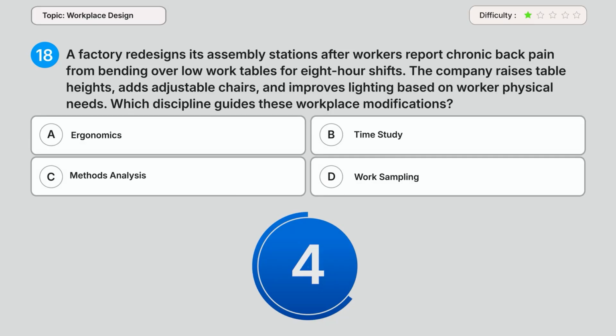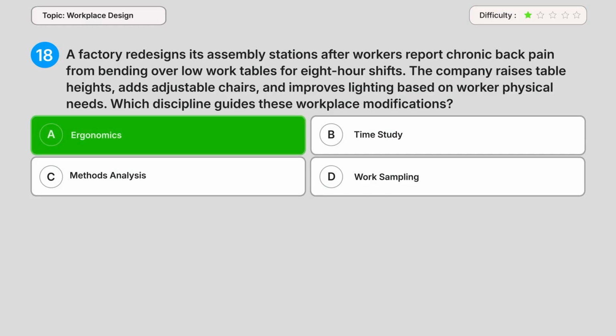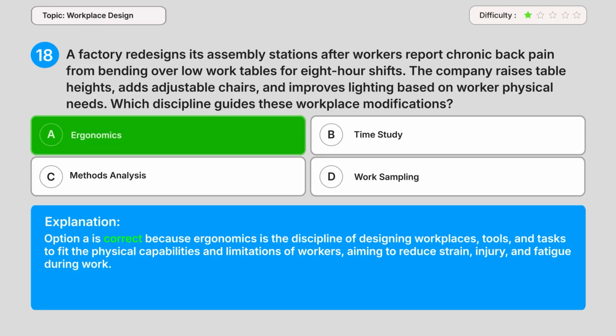What do you think is the answer? Correct answer, A. Ergonomics. Explanation. Option A is correct because ergonomics is the discipline of designing workplaces, tools and tasks to fit the physical capabilities and limitations of workers, aiming to reduce strain, injury, and fatigue during work.